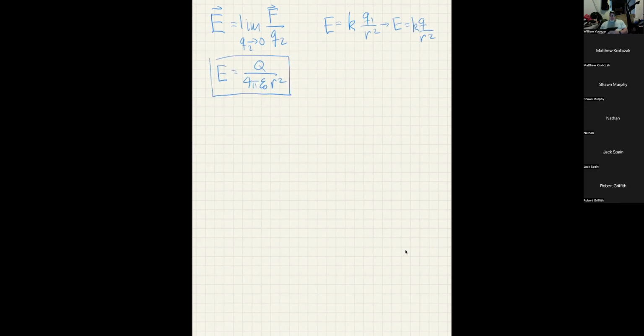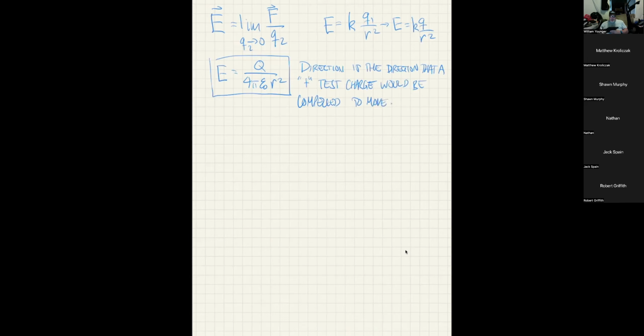Now, what is the direction? The direction points in the direction a positive charge would move. So the direction is the direction that a positive test charge would be compelled to move. So what does that mean?